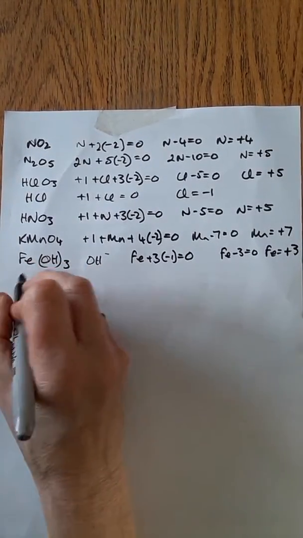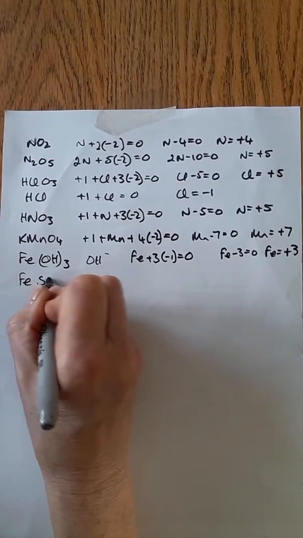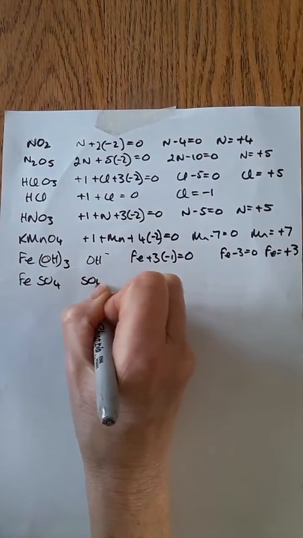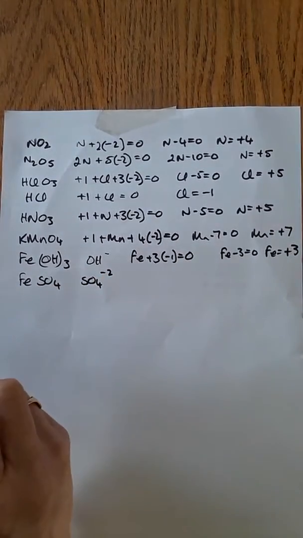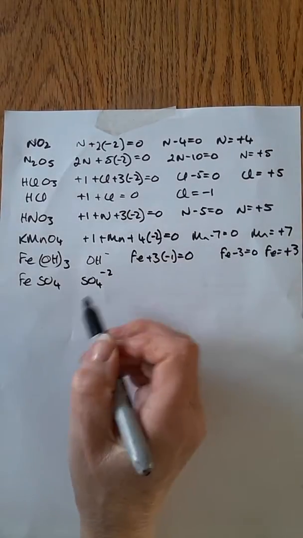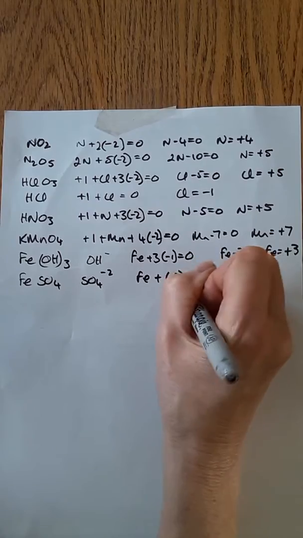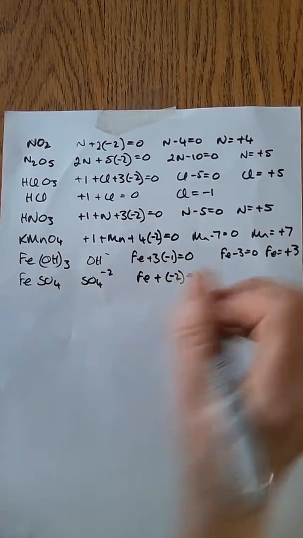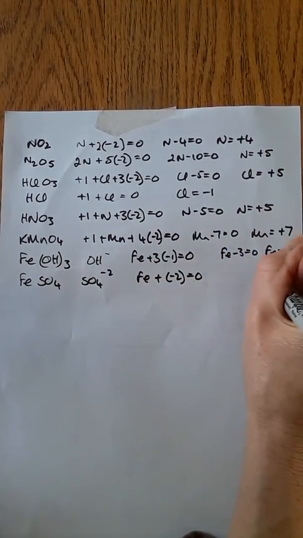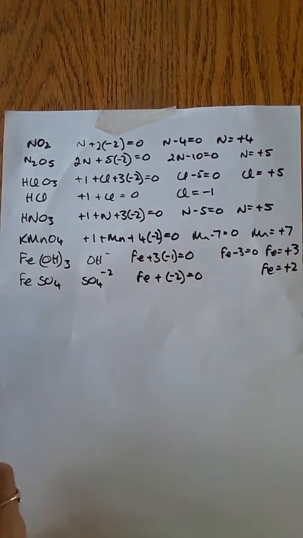Look at iron sulfate, FeSO4. If you remember again from our anion testing, SO4 is -2, has an overall charge of -2. So this is Fe plus just 1 -2 gives me an overall charge of 0 on that compound. So in this particular case, iron has to be +2.